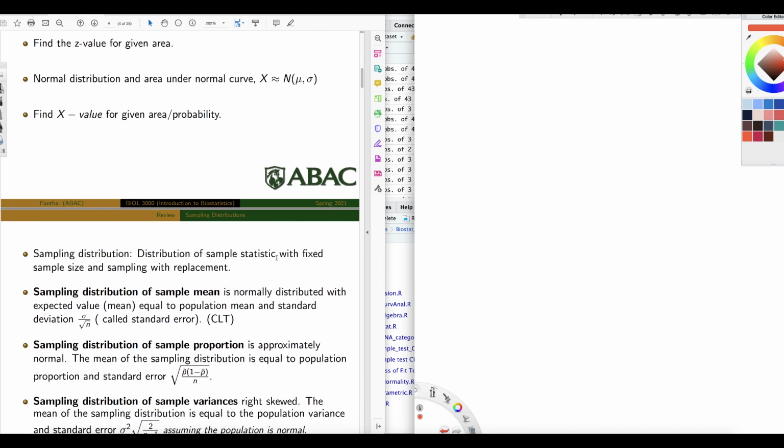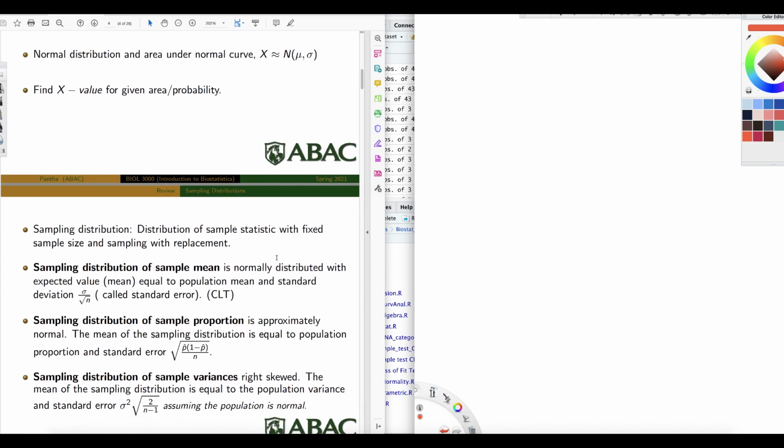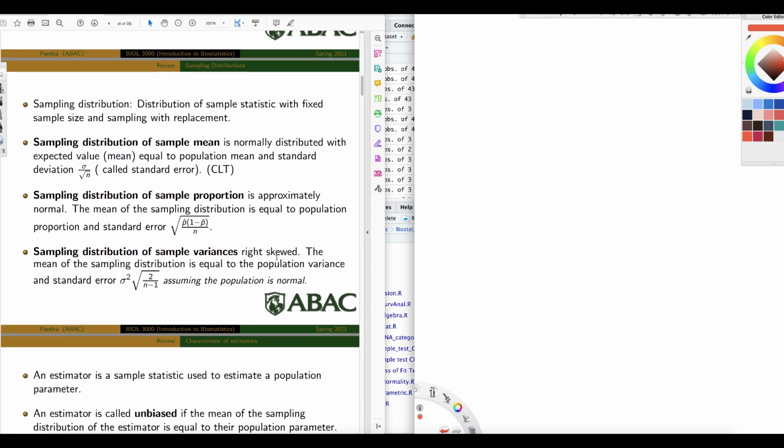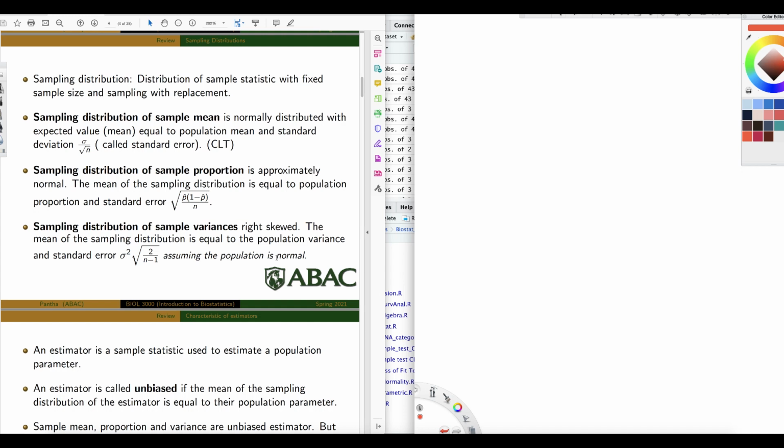Okay, all right, so what I'm going to do next is, let me talk about sampling distribution. What do you mean by sampling distribution, or sampling distribution of mean or median, mode, standard deviation? So what does that mean? That's what we are going to talk next. Okay guys, so sampling distribution of sample statistic with fixed sample size and sampling with replacement.